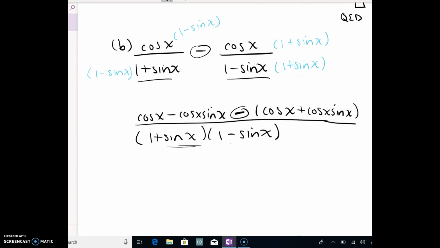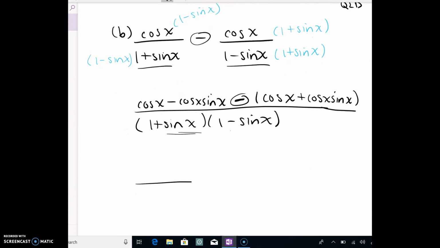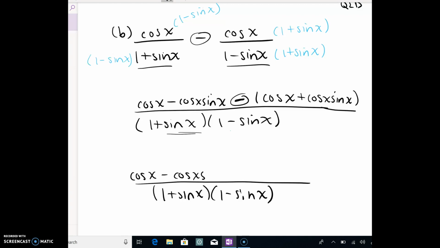All right, so let's see what we can do with this. First of all, I'm going to keep my denominator as 1 plus sine x times 1 minus sine x for now. We might have to play with that in a little bit. And distributing that negative into my numerator, we have cosine x minus cosine x sine x. Distributing that negative in, minus cosine x minus cosine x sine x. So let's see what happens.